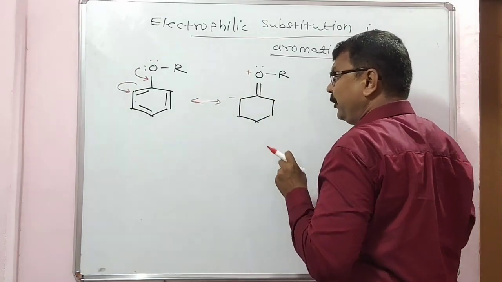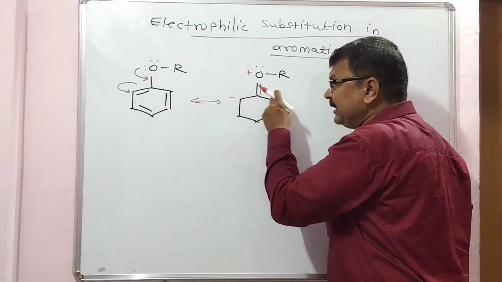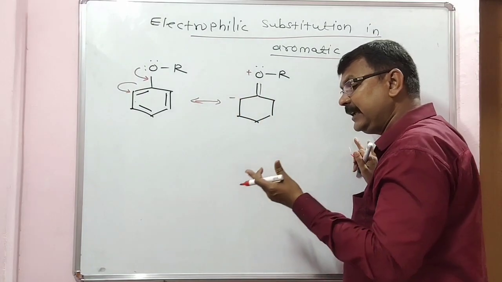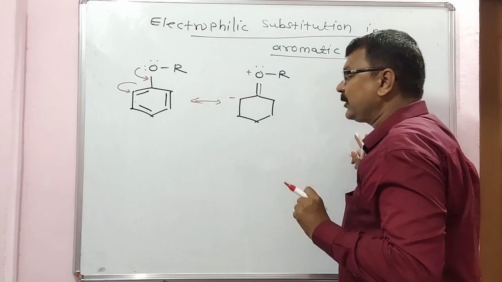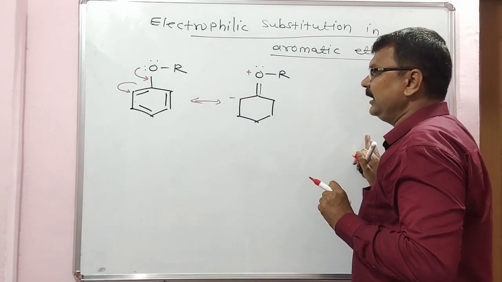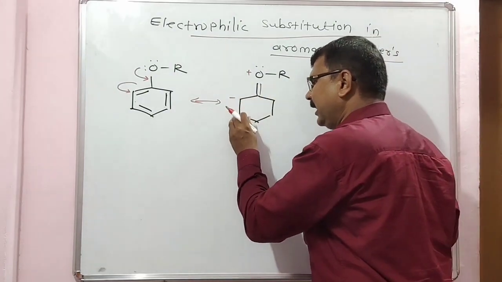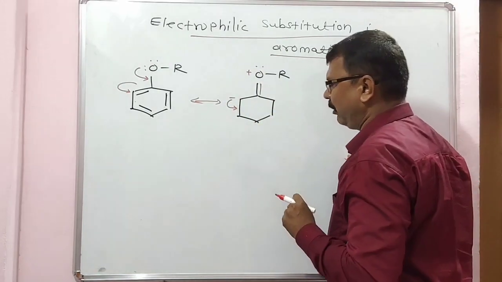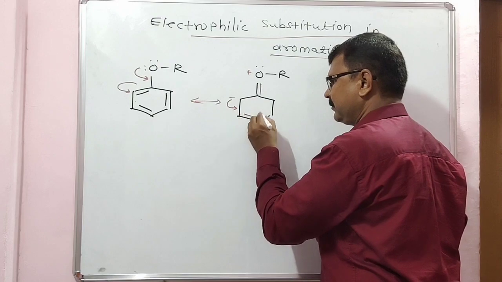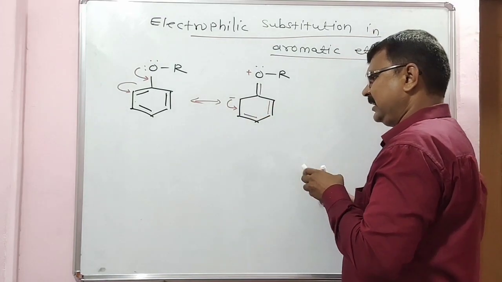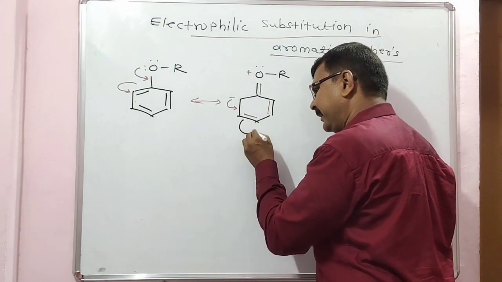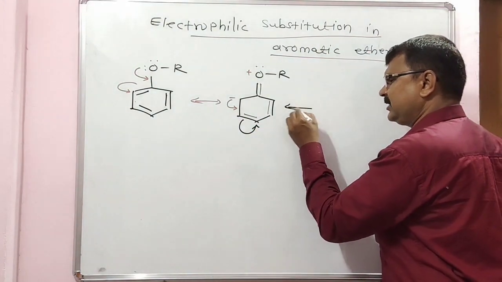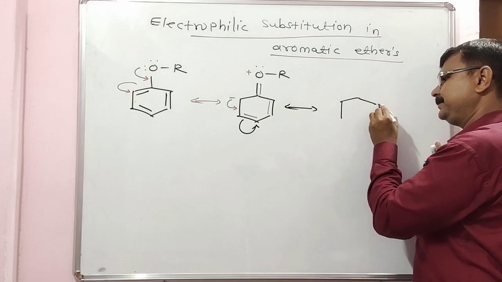Look at the position on the benzene ring, everybody: the ortho position. The negative charge indicates increased electron density. The negative charge then converts to a pi bond, a double bond, and the next double bond migrates. This is the second structure.